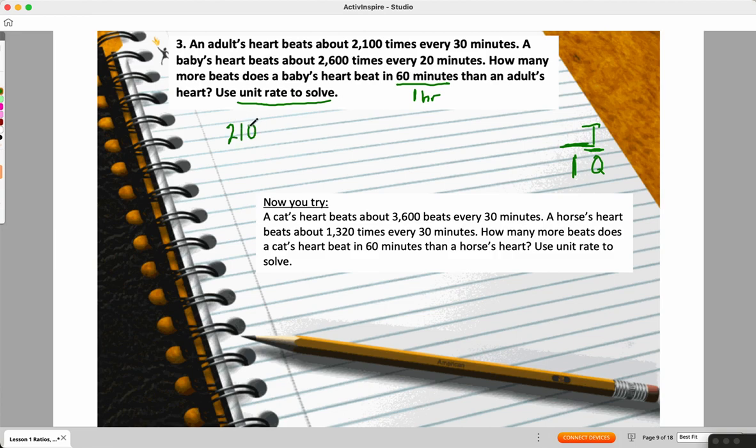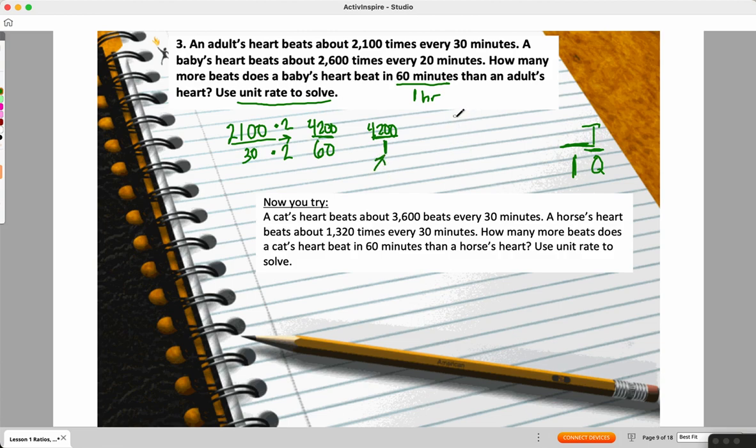So if I say my first ratio is 2100 to 30, I want to turn this into 60. Well, since it acts like a fraction, what I'm really doing is creating an equivalent ratio, which is the same as an equivalent fraction. So to turn 30 into 60, or in our case 1 hour, I'd multiply this by 2. And since it's like a fraction, I treat it using the same idea of times 2. So this is going to be 4,200. And I could say, okay, that means there's 4,200 beats per hour, which there's my unit rate right there.